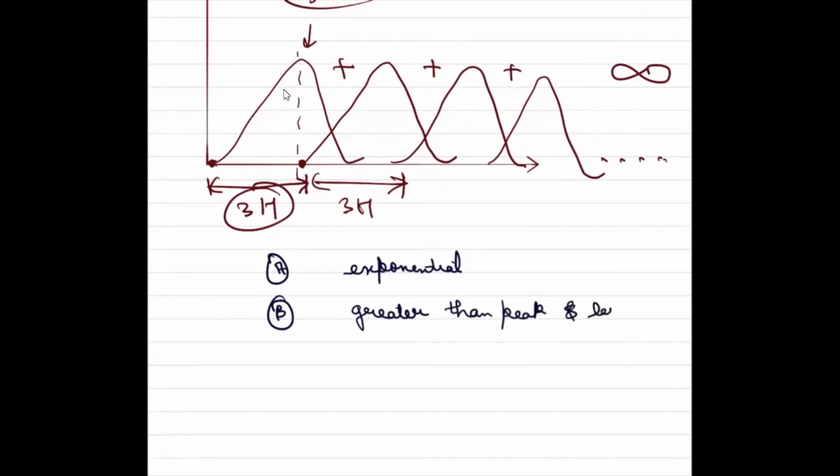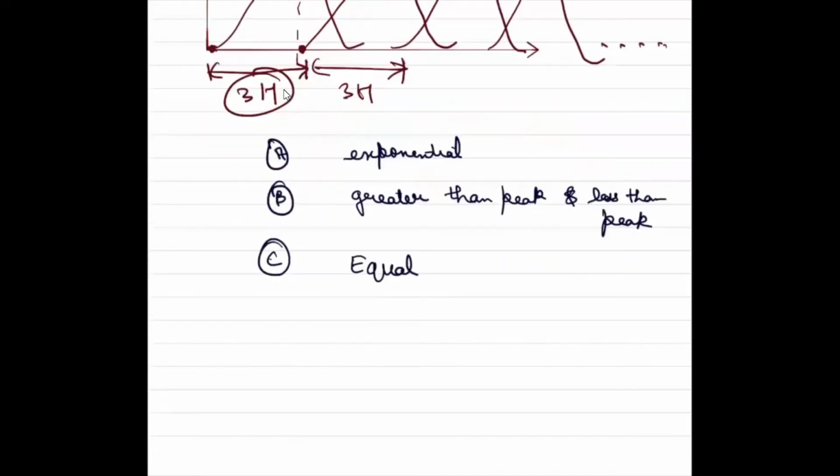And less than peak. I don't know what kind of option it is, but still I'm writing it for the heck of it. So it can be equal to peak. It can be equal to peak. Let's give one more option. Give none of the above also. Some answer should be correct. Equal to peak.